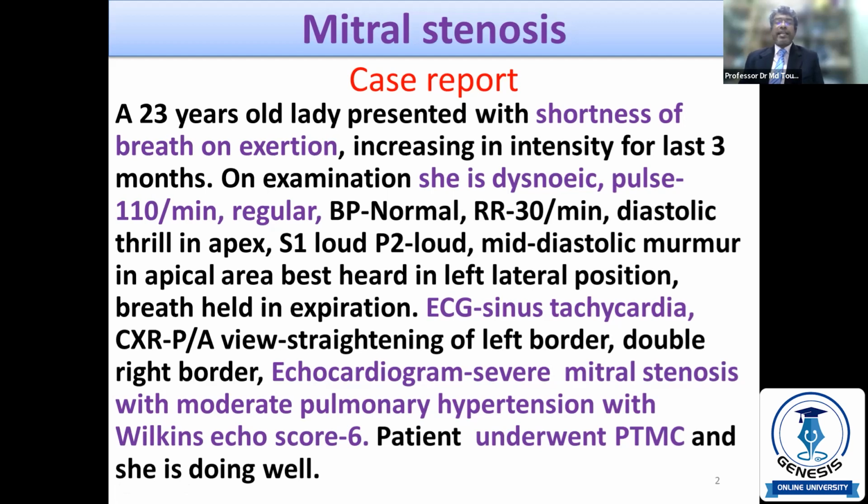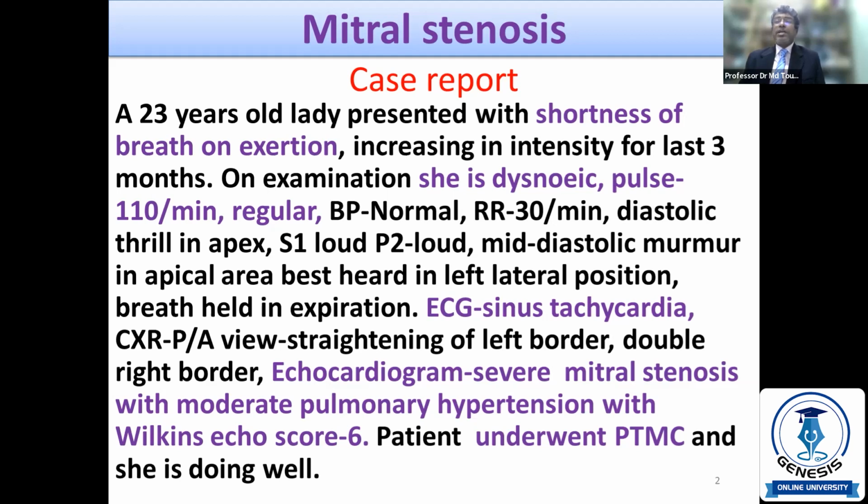ECG showed sinus tachycardia, and on chest X-ray, PA view, there was straightening of the left border. There is a double right border. An echocardiogram showed severe mitral stenosis with moderate pulmonary hypertension, with a Wilkins echo score of 6. The patient underwent PTMC and she is doing well.